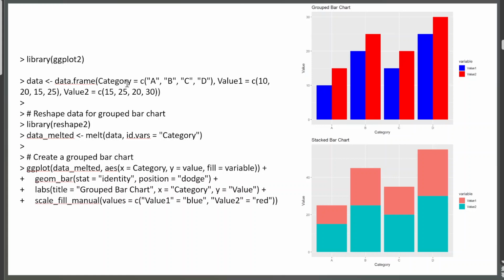But in most cases we won't be working with a simple bar chart. We might need a grouped bar chart or a stacked bar chart. For that, you need to install a library using install.packages reshape2. This is one of the libraries. If you use this library, you can combine two column values into a single column.